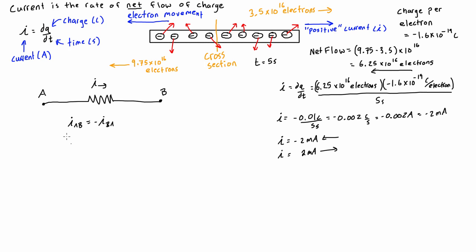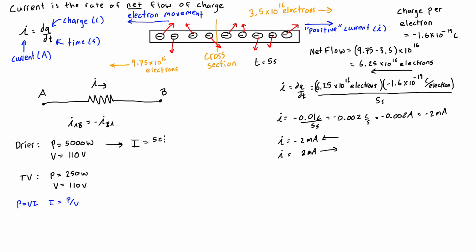Sometimes you won't even need to consider the circuit diagram at all. For a very simple example, say you're given two appliances, you know their power consumption and voltage, and you're asked to find the current. We can use a formula that we'll discuss later: power is equal to the voltage times the current, which we can rearrange so that the current is equal to the power divided by the voltage. With this quick calculation we see that the dryer has a current of 45.5 amps and the television has a current of 2.3 amps.